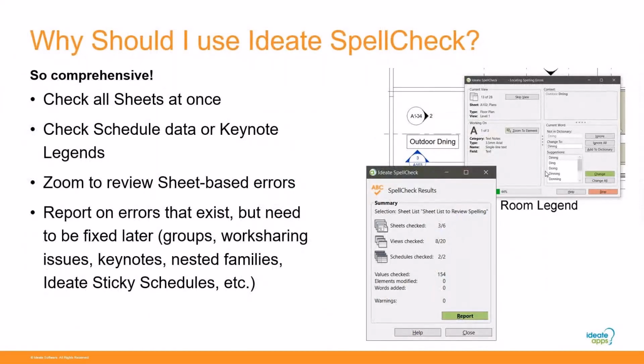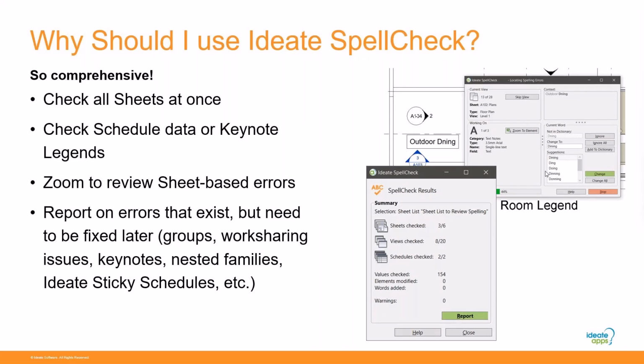So, as you saw, I can check all sheets at once by selecting all the sheets, or I can go to the sheets and views and select which ones, or you're going to see in a second, I can actually do a search. I can check schedule or keynote legends, and I can zoom to the specific error. As you saw, if I click on zoom to text, it's going to open up the best view, and then I'm going to be able to review that. In this case, there was the plan view of where that change was made. Now, this next bullet point is very important: we can report on spelling errors even though we might not be able to change them.